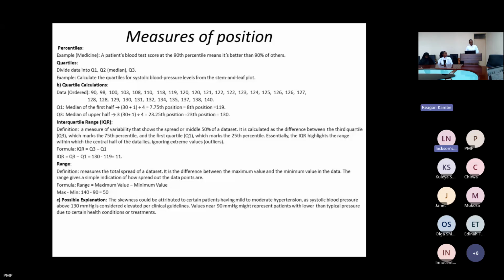On C, it was asking us to give a possible explanation for the presentation of the data. The possible explanation is that the skewness could be attributed to certain patients having mild to moderate hypertension, as systolic blood pressure above 130 mmHg is considered elevated per clinical guidelines. Values near 90 mmHg might represent patients with lower than typical pressure due to certain health treatments.